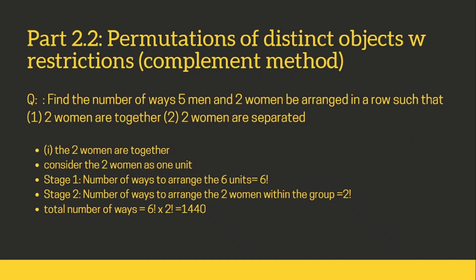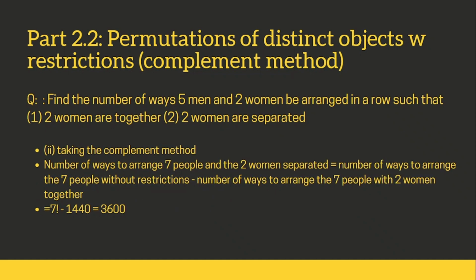Now you can use this to solve your part 2, because in the first part you already know when the women are together. And of course, when the women are separated, it's the opposite of the 2 women being together. So we can use the complement method, where we find the number of ways to arrange 7 people without restrictions minus the number of ways to arrange 7 people with the 2 women together. So the answer in this case will just be 7 factorial, we arrange all the 7 people, minus your answer in part 1, which is 1440, which will lead to 3600.